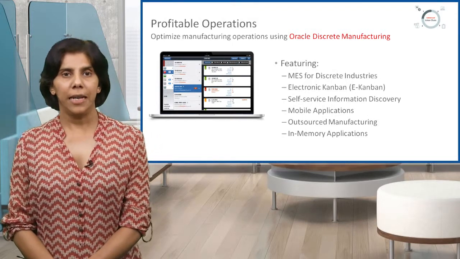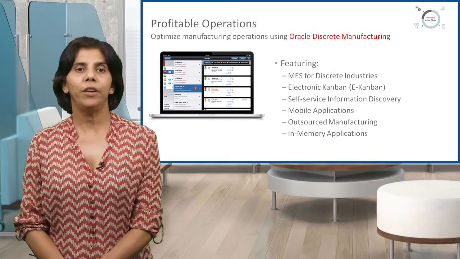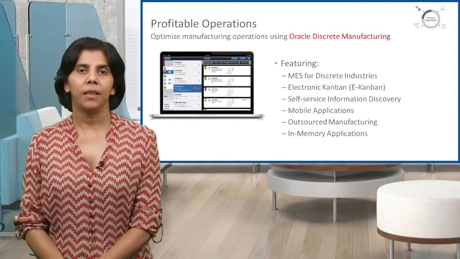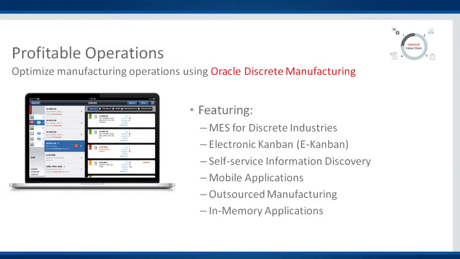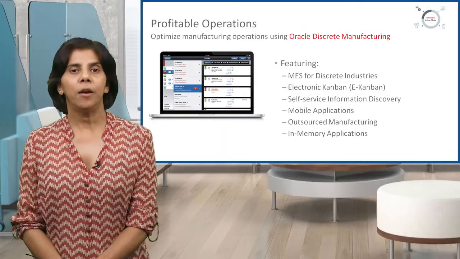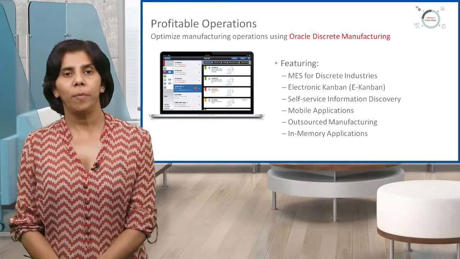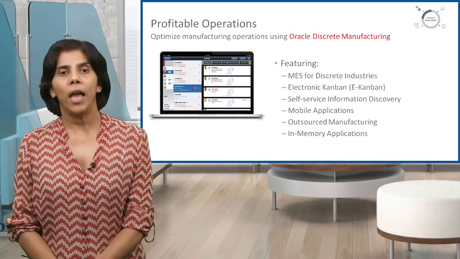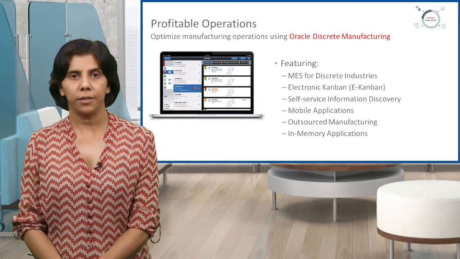In this release 12.2, we have introduced several enhancements in the MES system, the electronic Kanban capabilities, in the area of self-service information discovery, mobile applications, brand new products for outsourced manufacturers, and in-memory applications. Basically, a broad spectrum of new capabilities that range from user experience innovation to enabling new business processes.